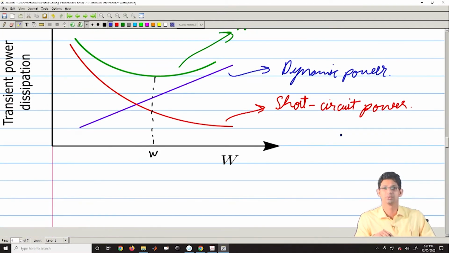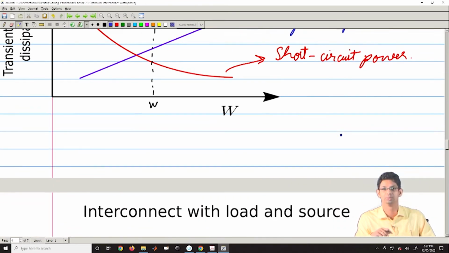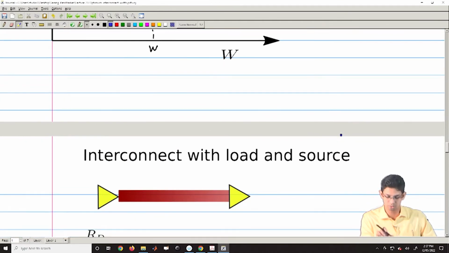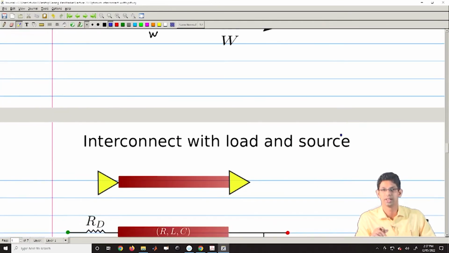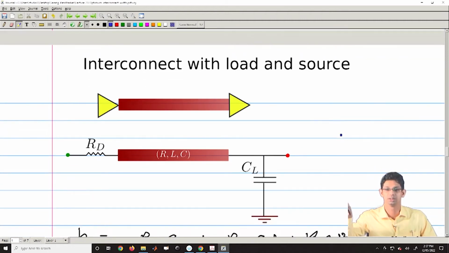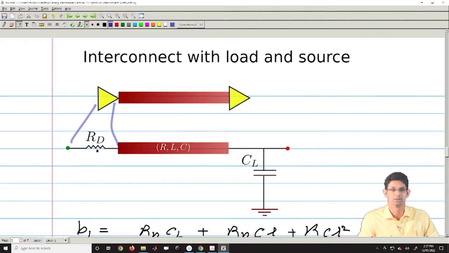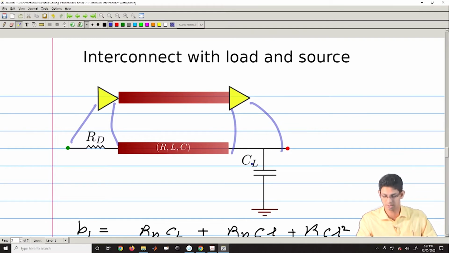But this was the case for an unloaded interconnect. In practice, we will have a load and a source, right, because where does short circuit power dissipation happen? It happens in the device at your load end. So, in practice, there would be a source with some driver resistance, and then there would be some load, which we can effectively say is CL here.